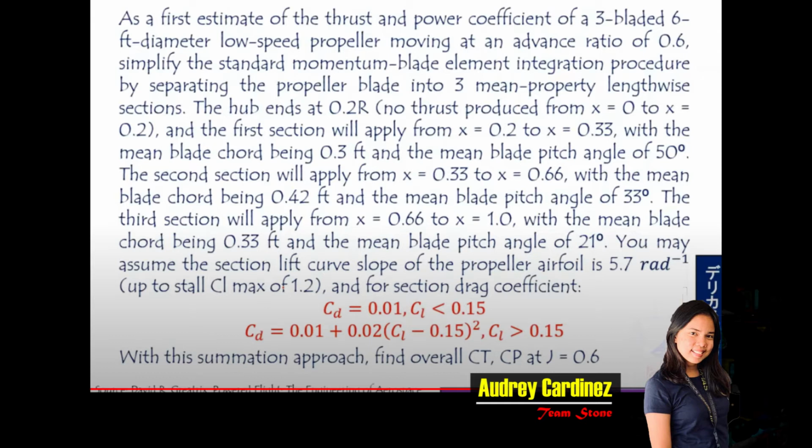You may assume the section lift curve slope of the propeller airfoil is 5.7 rad^-1, the stall CLmax of 1.2, and the section drag coefficient.